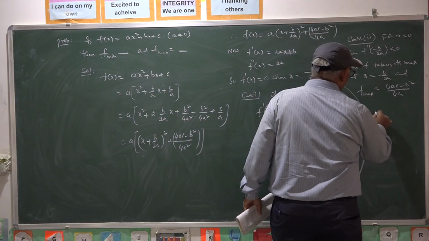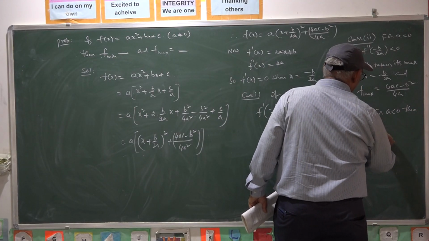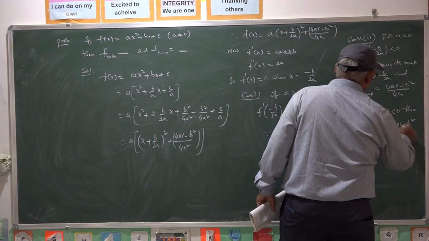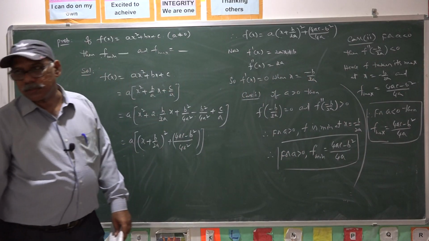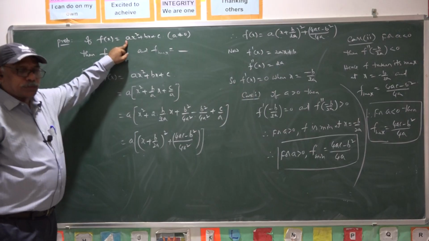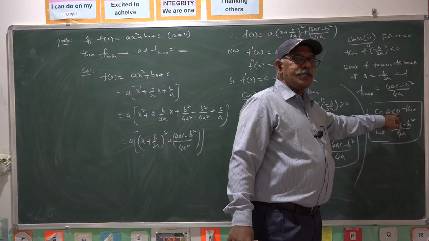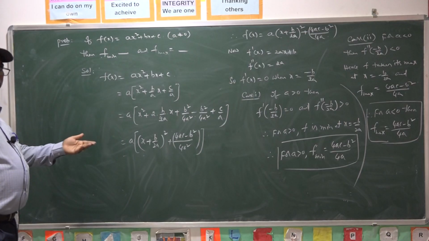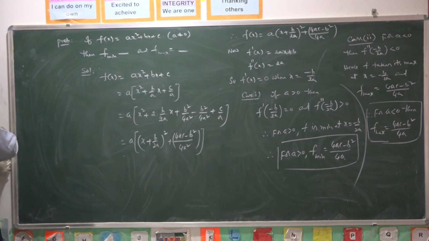Therefore, for a less than 0, f maximum is (4ac − b²)/4a. This is our result. So the quadratic function ax² + bx + c has its minimum whenever the x² coefficient is positive, and it takes its maximum whenever the x² coefficient is negative. So based on a positive or negative, either it takes maximum or minimum. That is the concept.